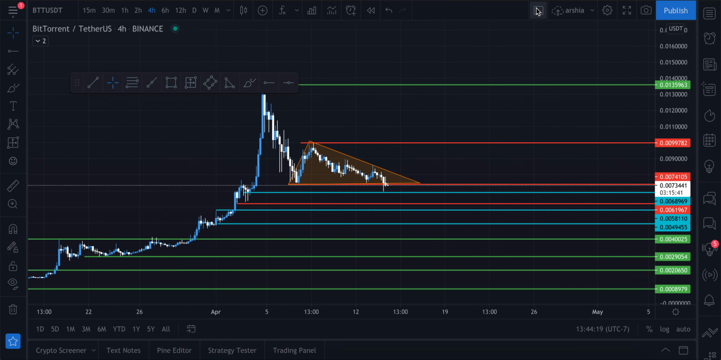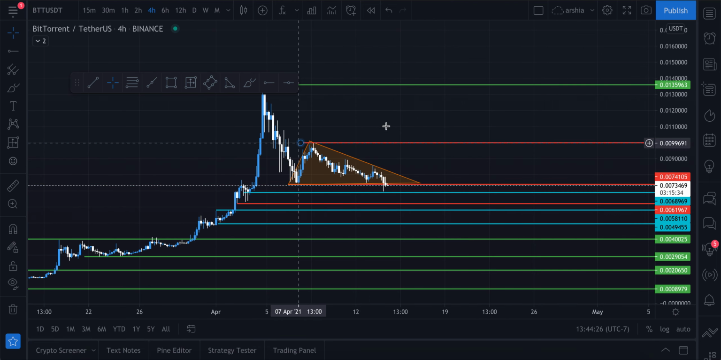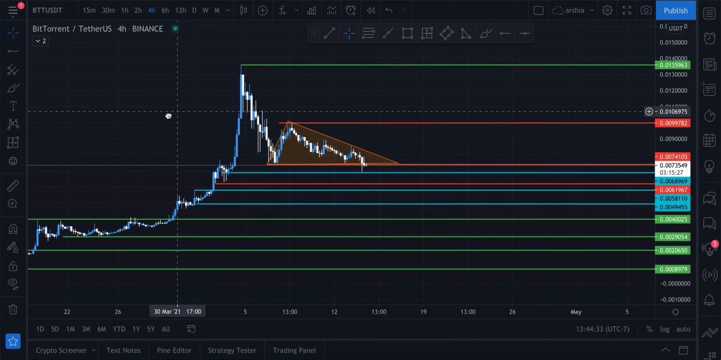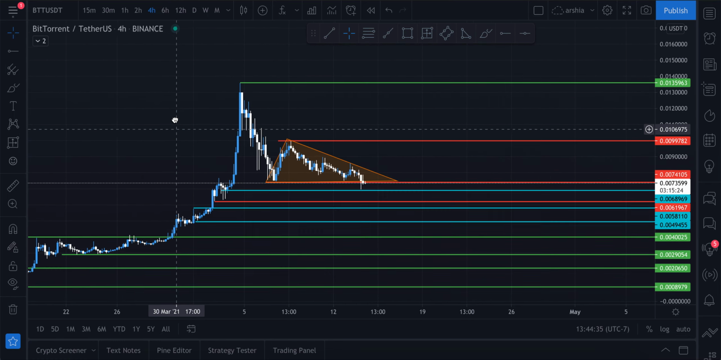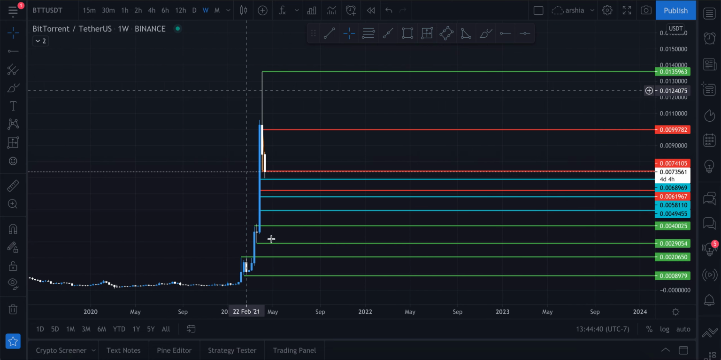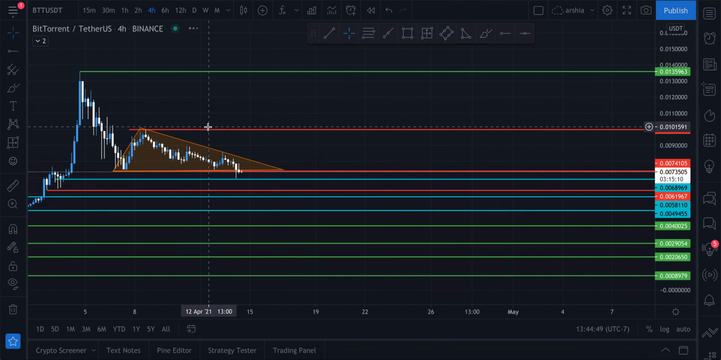So before we get into these metrics and looking at the stochastic RSI and the MACD, I like to focus on this graph right here and see what's going on with it. I realized I drew a lot of lines, so I'm going to explain that real quick. The green lines are all weekly levels, and basically in this bull run, I drew these lines, and then the red lines are the daily levels, and then the blue lines are some 4-hour levels.